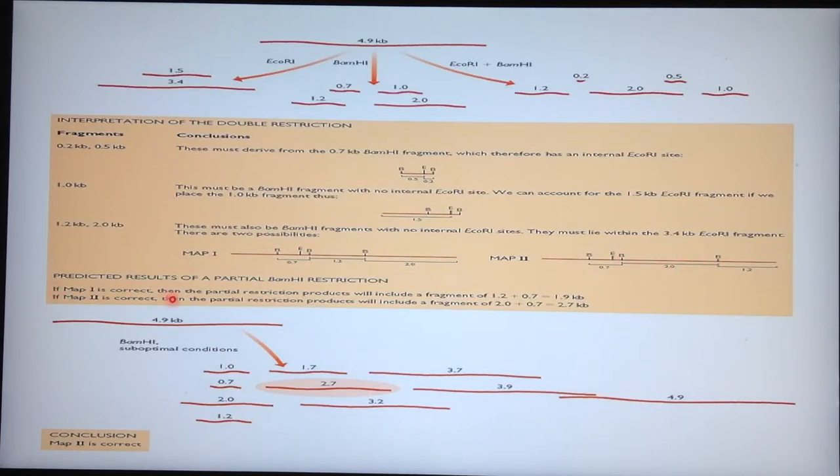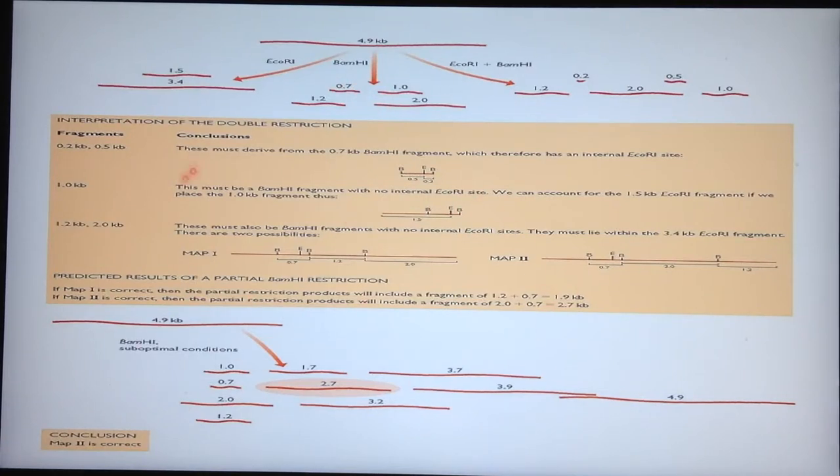If we assume that map 1 is correct, then the partial restriction products will include a fragment of 1.2 and 0.7, that is 1.9 kb, which is not present. And if map 2 is correct, then the partial restriction products will include a fragment of 2 and 0.7, which are actually present. So that means map 2 is correct.